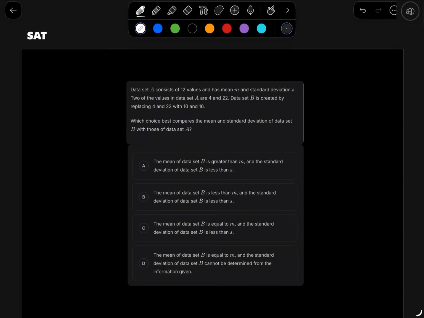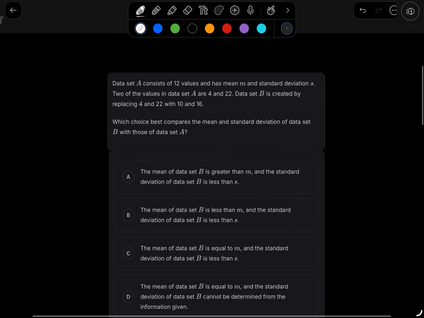Welcome back. Today I'm going to be going over this SAT question, which is in the category of statistics and data analysis. Once again, I don't want to waste any more of your time, so let's get right into it. So, here we have two data sets. Set A consists of 12 values and has a mean of m and a standard deviation of s.